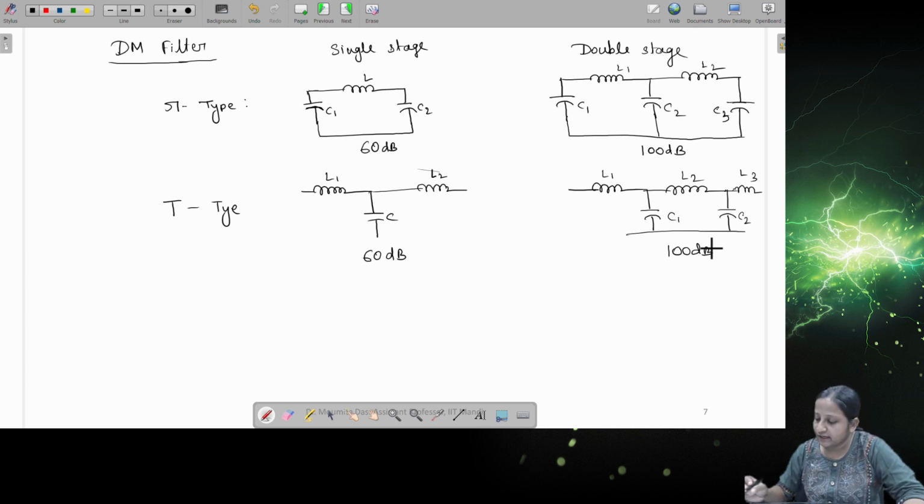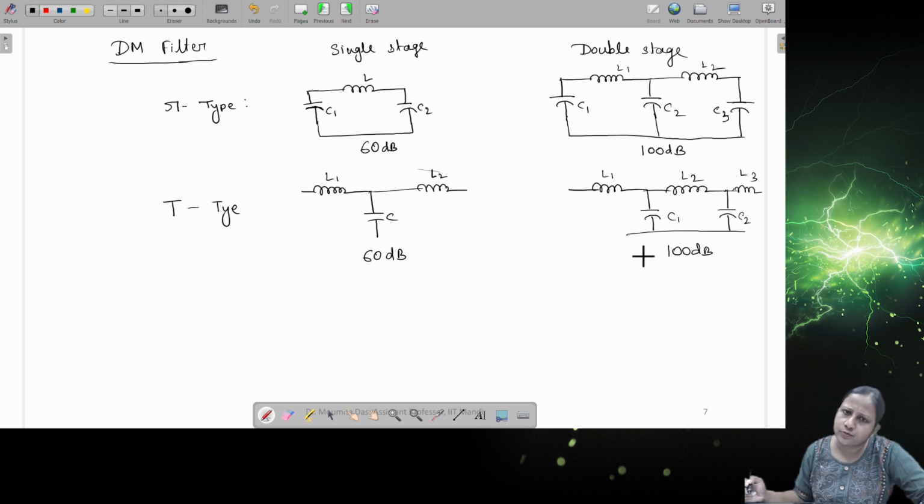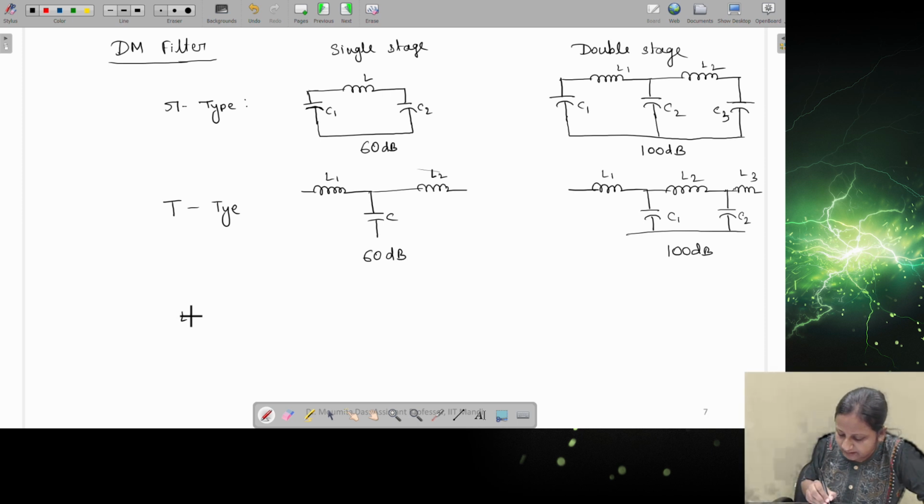So you can see here that the number of components in both cases, pi type and T type, is the same for 60 dB or 100 dB attenuation. The only thing is that a capacitor is replaced by an inductor in some cases. Like for T type, the capacitor is replaced by an inductor, and the inductor by a capacitor, but the number of components required is the same. So it is up to you which one you want to select for your application. Again, there is the basic LC type of filter.